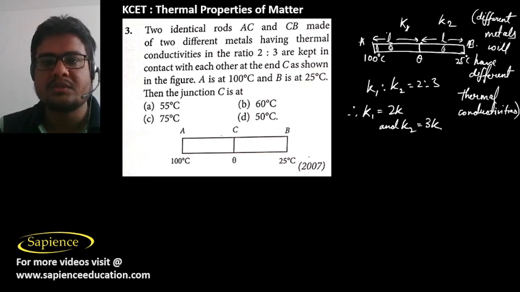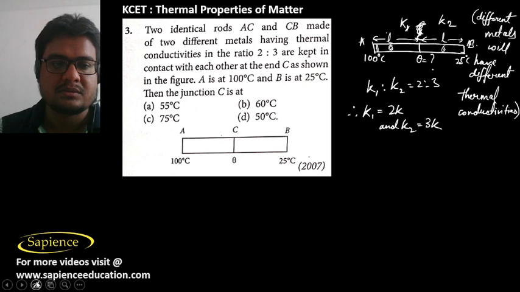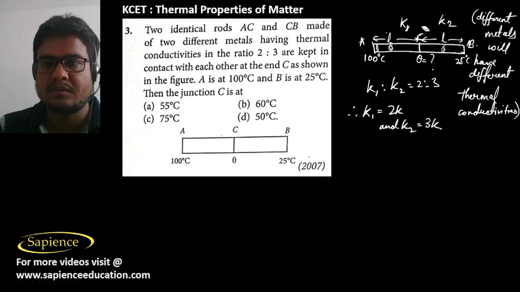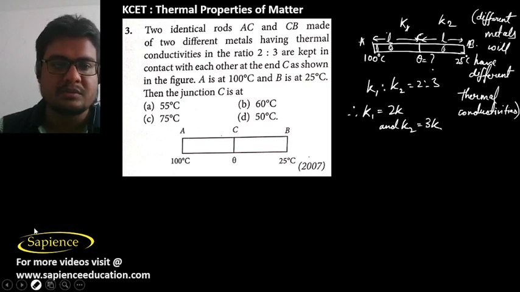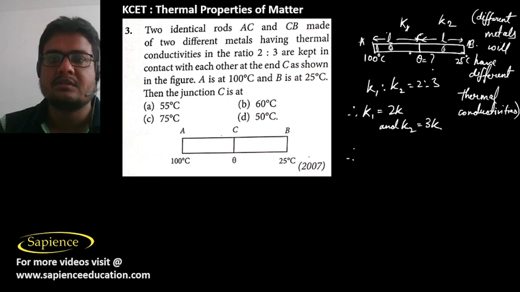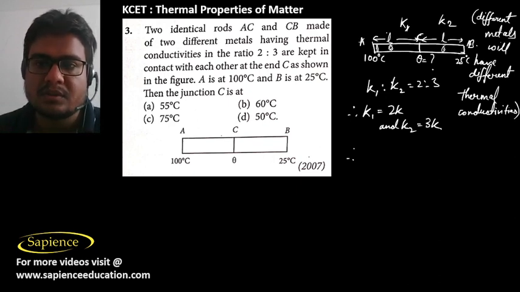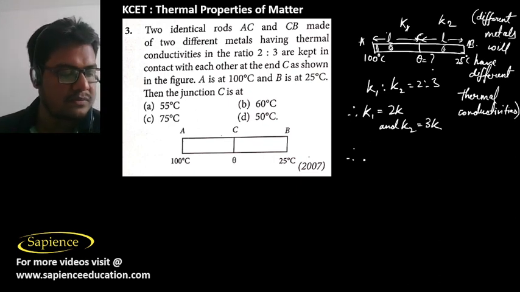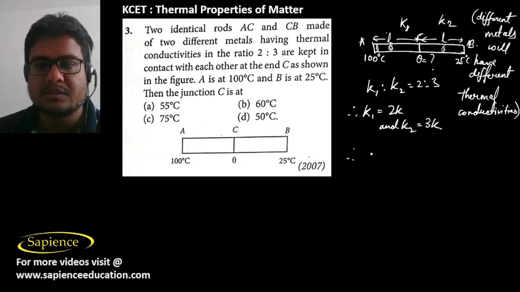So what is the temperature of the junction? That is theta, suppose. So this theta we have to find at the point C. So therefore we can say that since they are in series, the rate of conduction of heat is the same.